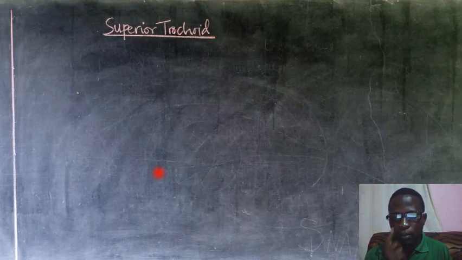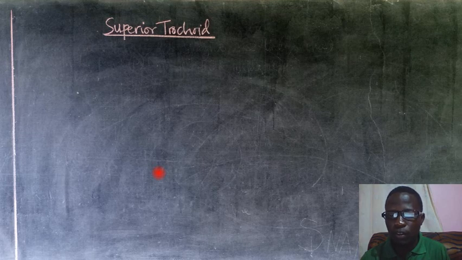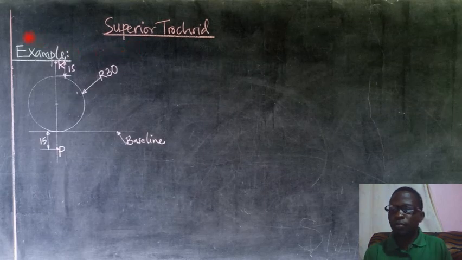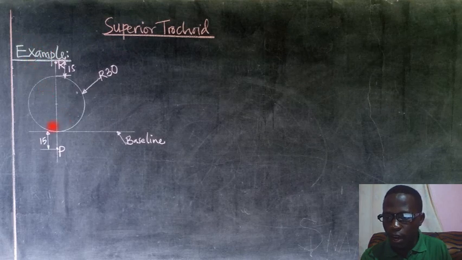Let us look at the construction part of it. We are starting with superior trochoid, and we still agree that when we talk about superior trochoid, we are looking at the locus of the point which moves when the circle rolls on the straight line, but that point we generate is outside the rolling circle. Let's have an example. Our example here is showing us that we have the baseline. We have the rolling circle of radius 30 millimeters, and we have the point P outside the rolling circle at a distance of 15 millimeters. We also have point R 15 millimeters up. So we are going to plot for P, then we shall finalize with R.